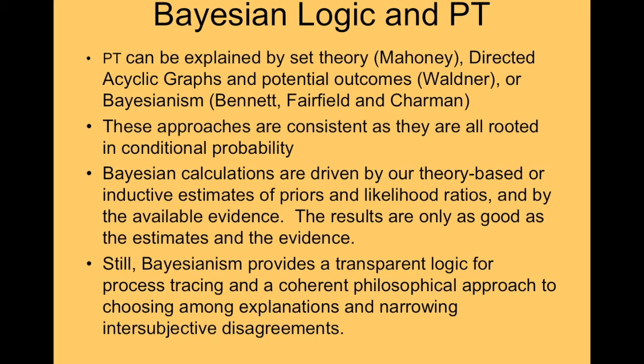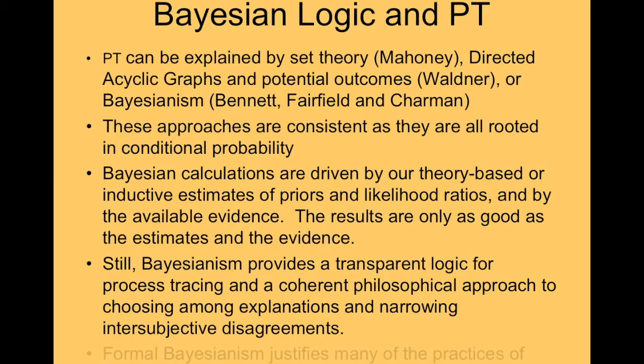for process tracing, and it also relates to the philosophical basis for making choices among explanations or theories and for narrowing intersubjective disagreements. It'll make it clear whether two people disagree on the prior or the likelihood of evidence given the theories or the reading of the evidence itself. Whereas sometimes in process tracing that's not as formal, this remains a little bit mysterious why people disagree on the value of evidence. Okay, so I would say that formal Bayesian logic is the logic of traditional process tracing.